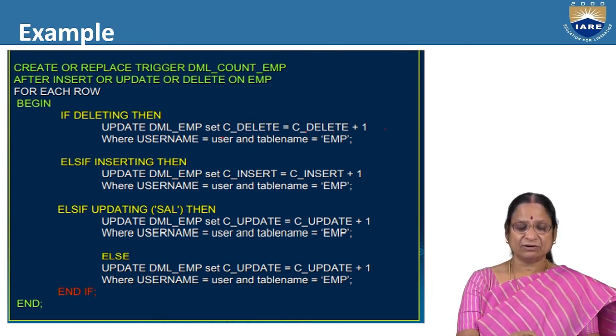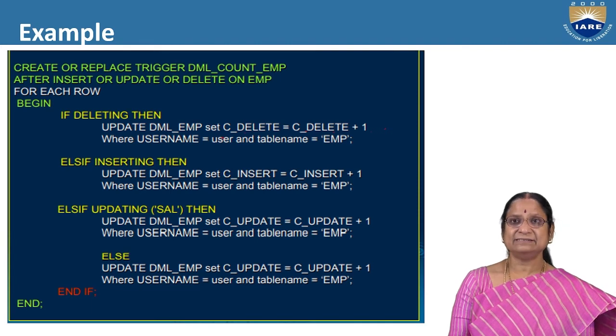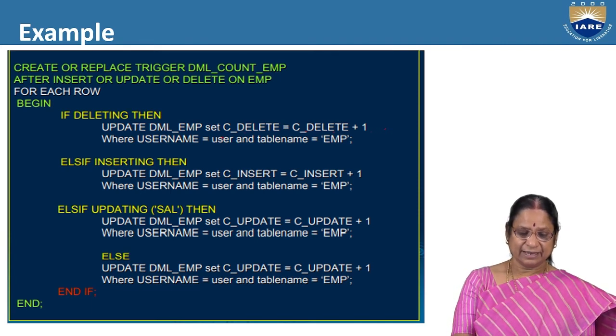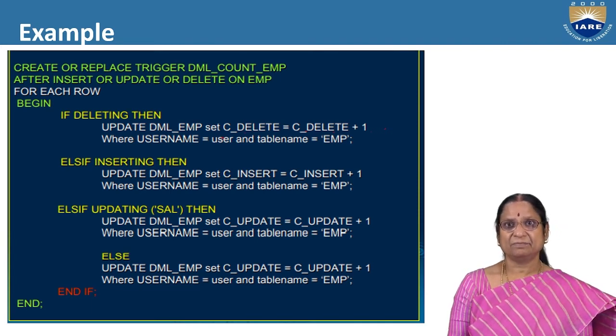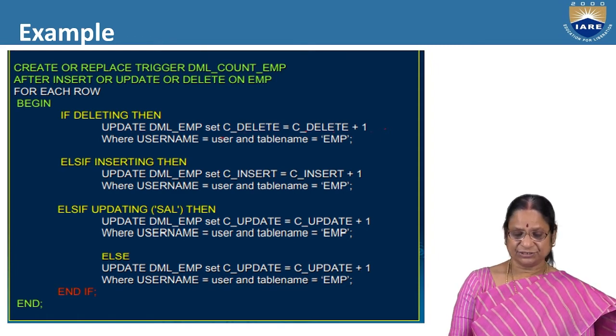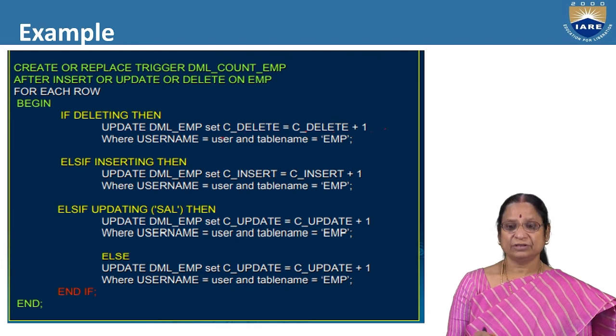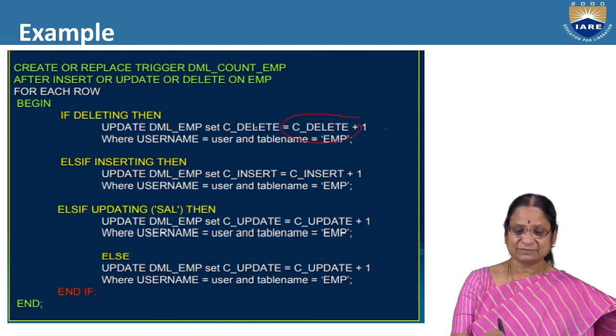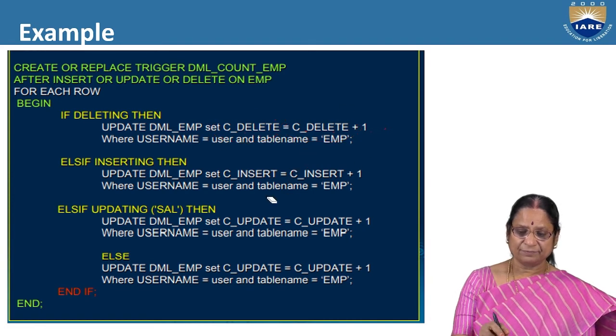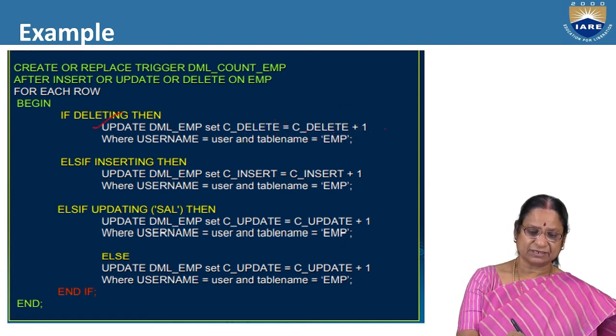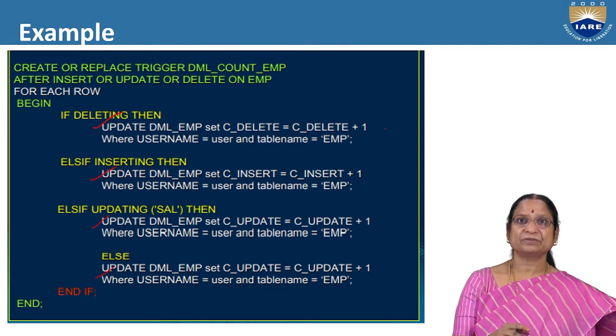Similarly, else if it is not deleting, inserting, then insert count is incremented. Else if update salary, the update count is incremented, salary update count. Any other updation is also going to be update count. Where are these count variables? These variables are stored in a table. That's why we are using updation for change of values. We are using the update statement.